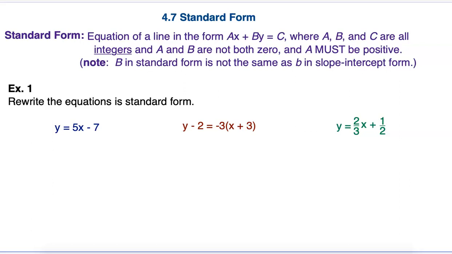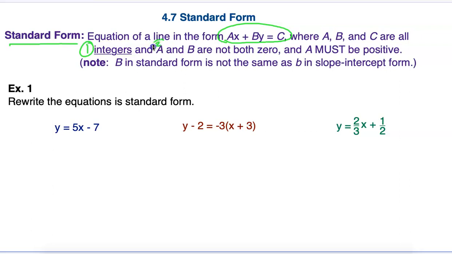Today's lesson is 4.7 on standard form. Standard form is basically another way of writing a linear equation. It's ax plus by equals c, so that's the equation of the line. There are a few rules that have to occur. A, b, and c all have to be integers, so that's rule number one. That basically means no fractions, no decimals, they have to be integers.